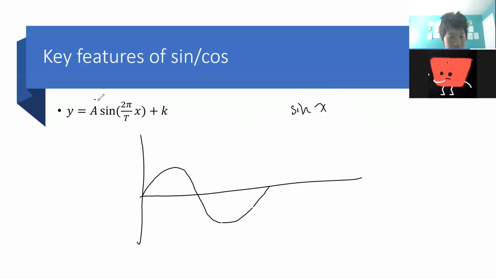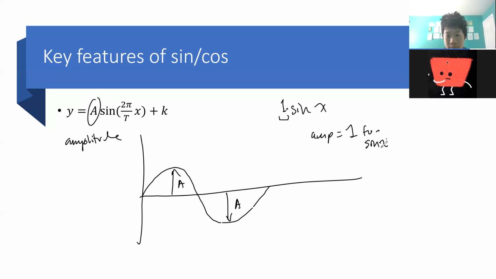So first one is A. This is called the amplitude. So this is basically how high this graph goes. Okay, so this is the amplitude. For sine of x, we know the amplitude is 1. It's right here, 1 times sine x, right? So amplitude for sine of x, right? So that's the standard.